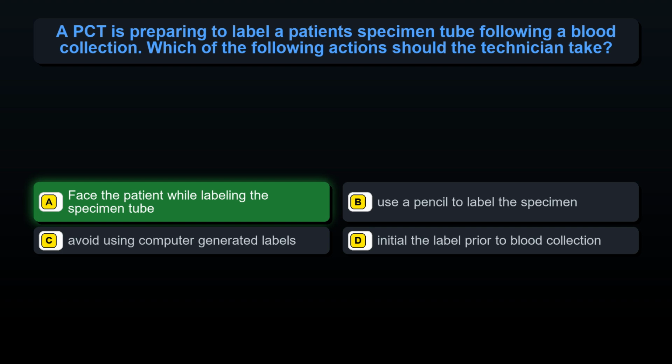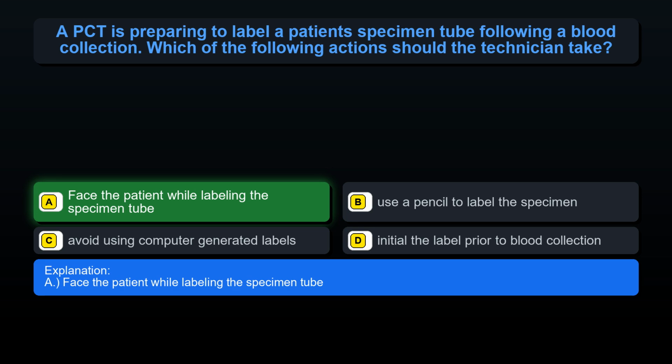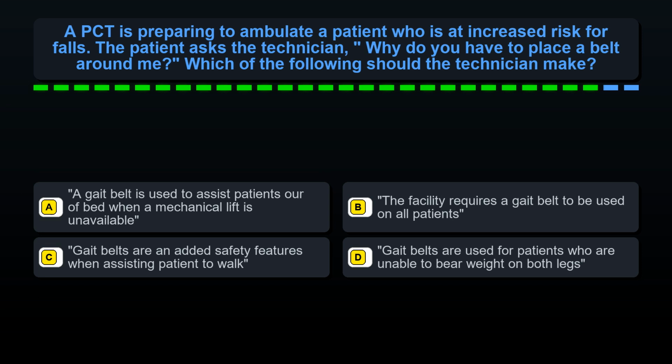The correct answer is option A. Face the patient while labeling the specimen tube. Question 47. A PCT is preparing to ambulate a patient who is at increased risk for falls. The patient asks the technician, "Why do you have to place a belt around me?" Which of the following responses should the technician make?